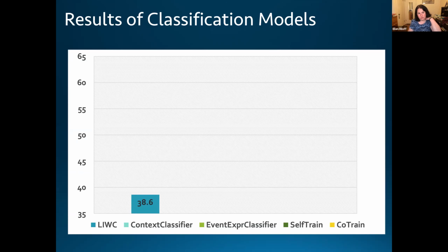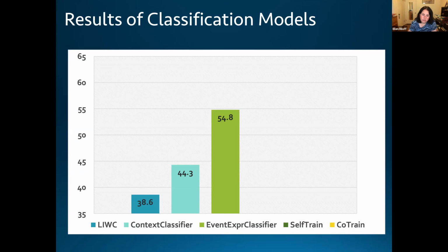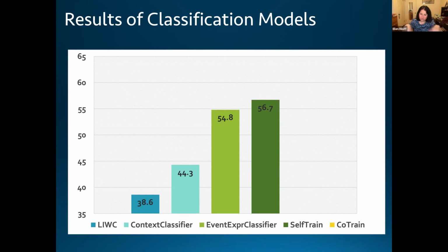So the LUKE lexicon got us an F-score of about 38.6. This is averaged over all the human need categories. The contextual classifier worked better than the LUKE lexicon, but not too well, 44 F-score. The event expression classifier got us up to about 55. Self-training with the event expression classifier gave us another 2 points of performance, roughly. And then the co-training model that used the event expression classifier and the context classifier in this co-training architecture got us up to about 62. So the co-training really did help. And 62% F-score is not too bad because this is a many-way classification problem now.